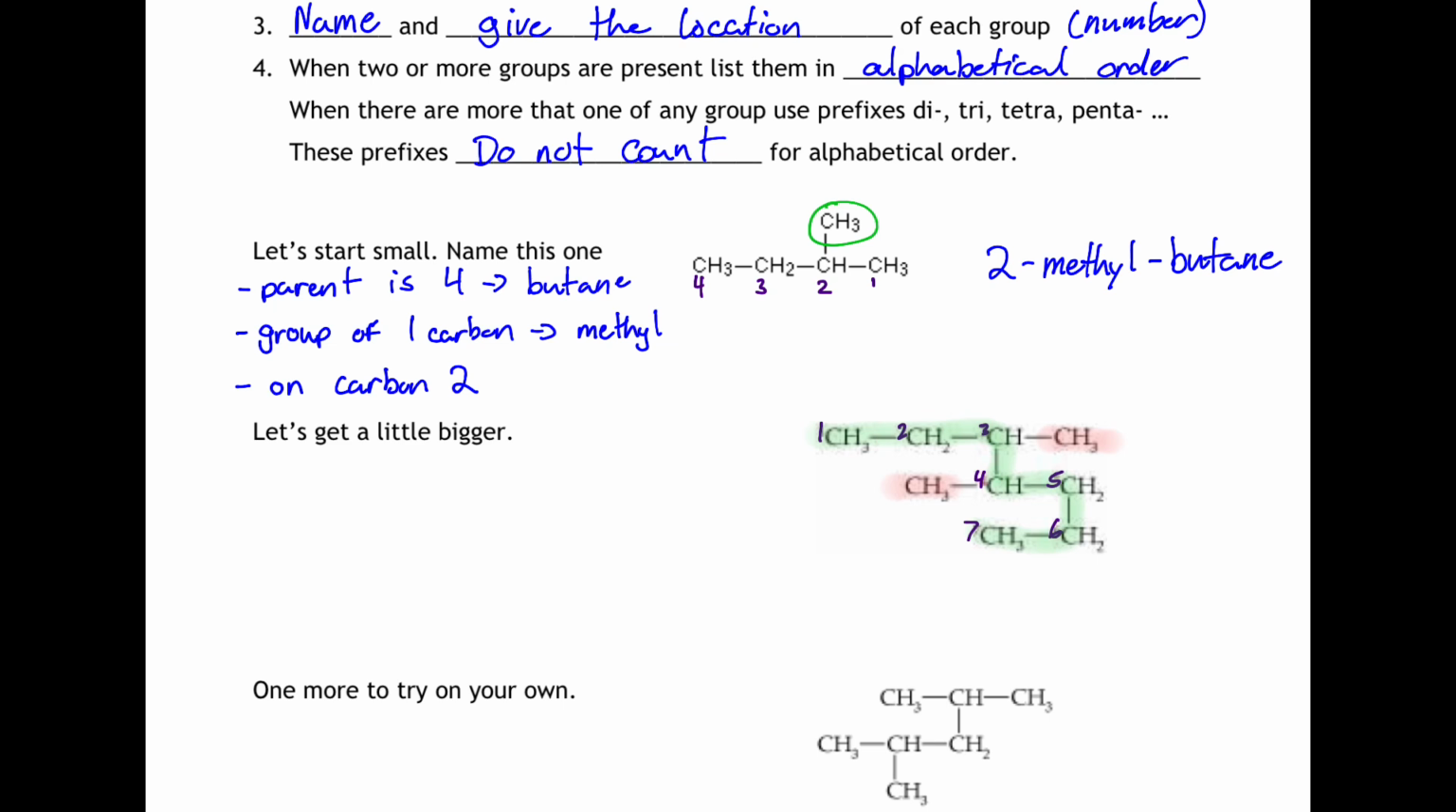So, what's the parent chain? Oops, turn the highlighter off. Yeah, parent is 7. So what's that name? Heptane. So it's going to be a heptane molecule. What's stuck to it? What groups do we have? 2 methyl groups.